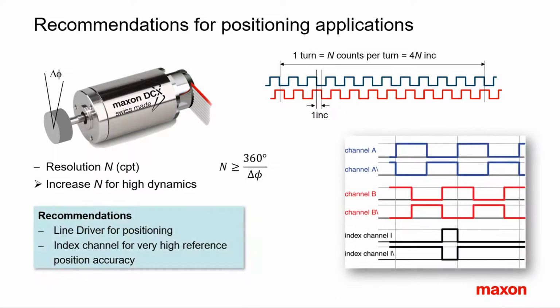Further recommendations. Whenever possible, use an encoder with line driver for positioning. This differential signal transmission avoids pulse losses and gives you a better signal, in particular over longer distances. Many encoders have a third channel, the index channel. It can be used for precise homing. It finds a more accurate reference position than with the classic limit switches alone.